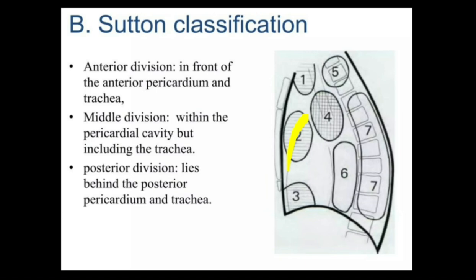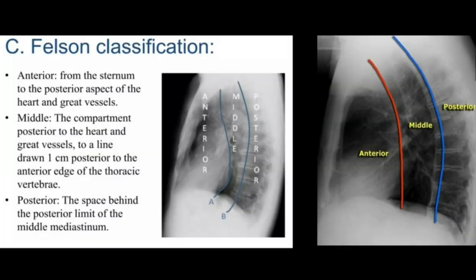So the pericardium is the major landmark. Anterior to it is the anterior division. Middle is within wherever the pericardial cavity is, and posterior to the pericardium is the posterior division.